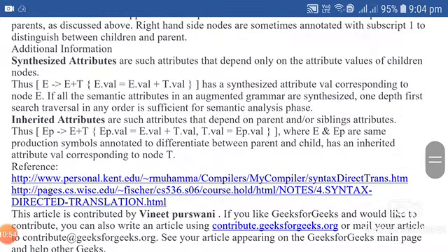Next, synthesized attributes are such attributes that depend only on the attribute values of children nodes. And next, inherited attributes are such attributes that depend on parents and/or sibling attributes.